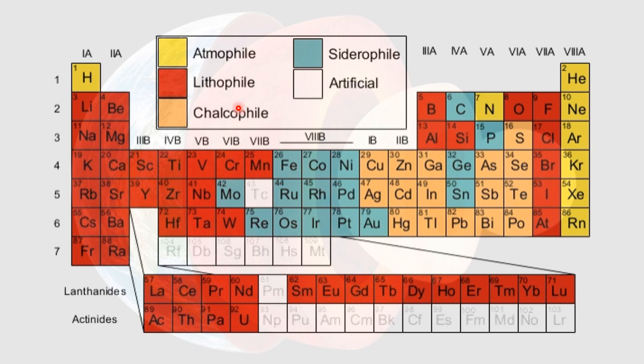Then we have chalcophiles that are mainly associated with sulfide ores. These elements are chalcophile elements like Cu, Zn, gallium, silver, cadmium, mercury, etc.